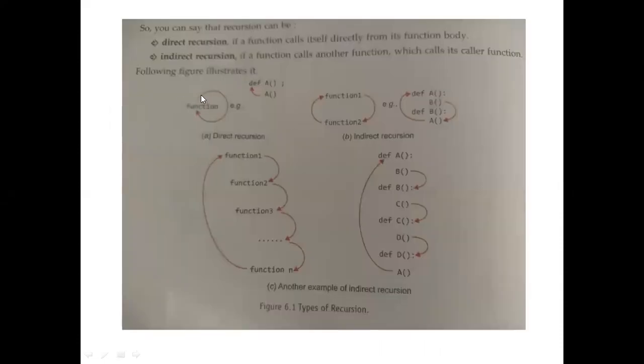So when a function calls itself, it is direct recursion. If here function A calls itself, it is direct recursion. Function 1 calls function 2 and function 2 calls function 1. This is indirect recursion. So here A function calls B function and B function calls A function. So this is the example of indirect recursion.